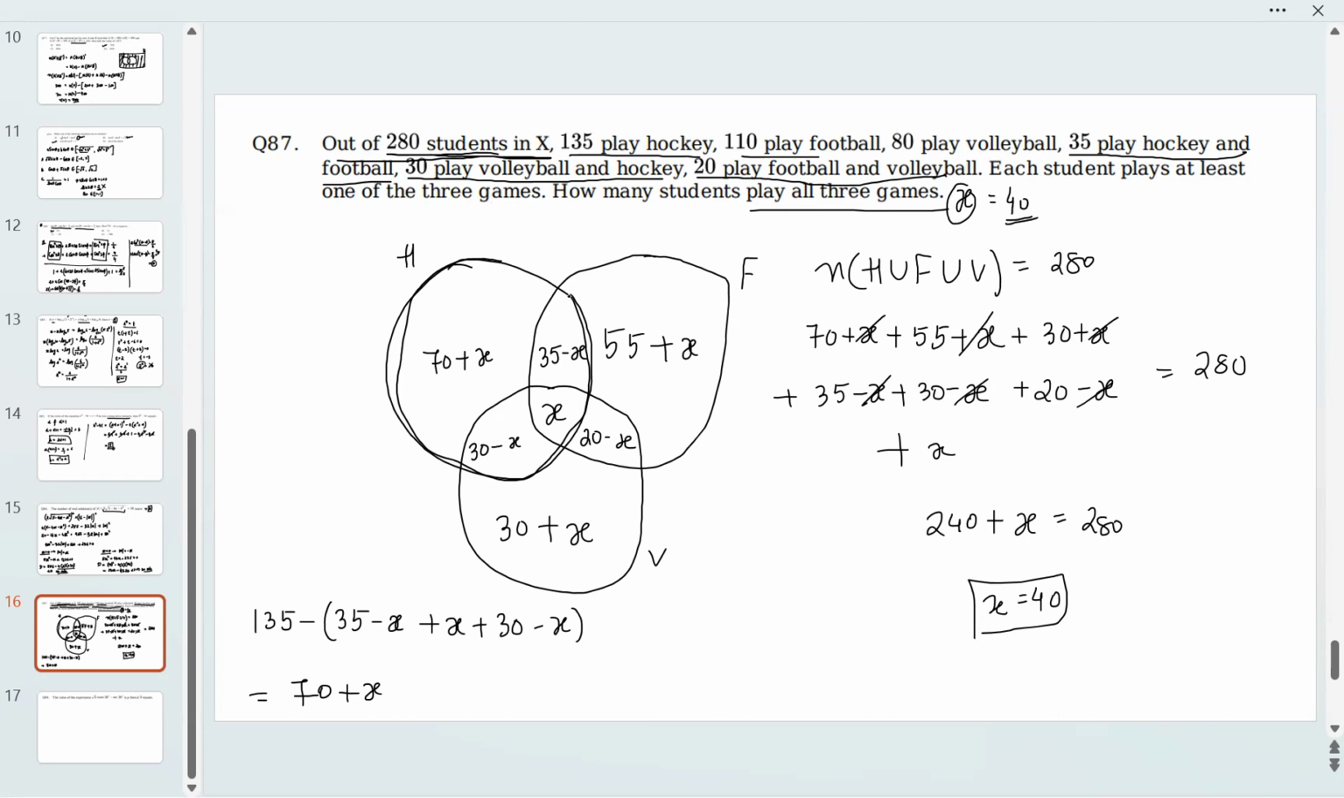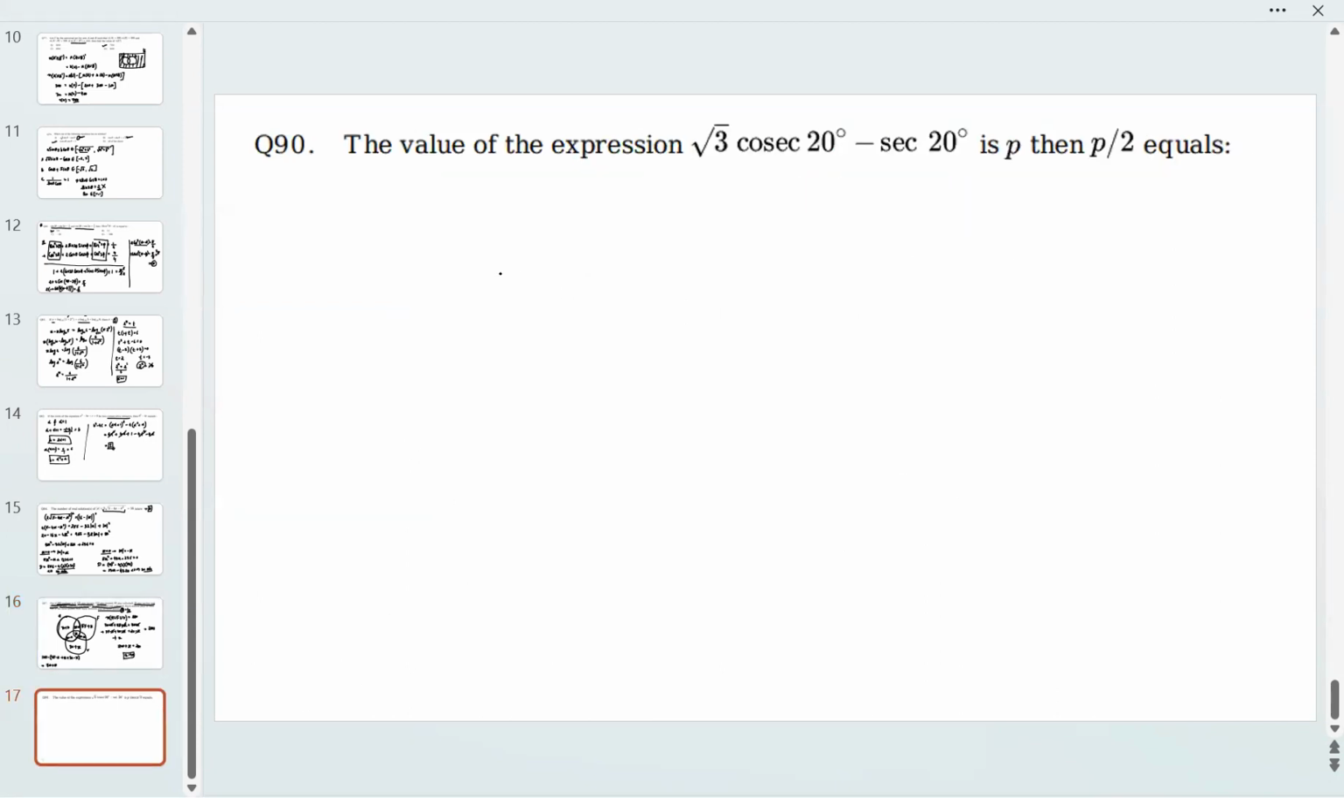It is a very good sum, but you just need to do some calculation. Now let's move on to, I guess, the last question. Yes, 90. Again, it's a trigonometric question. Here it is given the value of an expression with cosec and sec. We don't like cosec and sec, and there is no formula available for them, so let us convert into sine and cos.